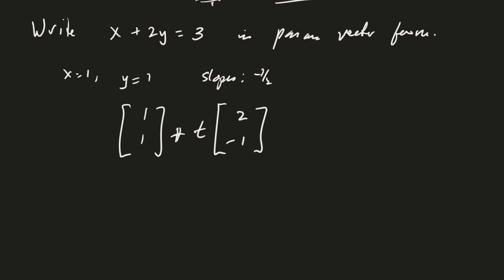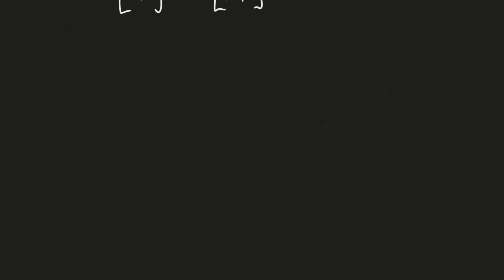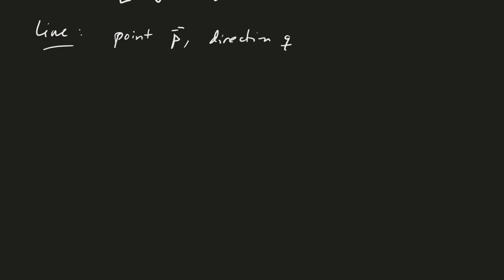Okay, so we're continuing our discussion of lines in 2D and 3D, and we finished here with an example of writing the equation of a line in parametric vector form. Just to remind us, a line in any dimension is defined by a point, let's say P, and a direction Q, and then we can write the line as P plus t times Q.